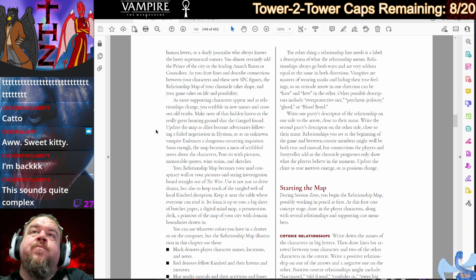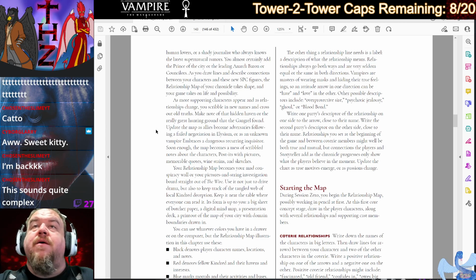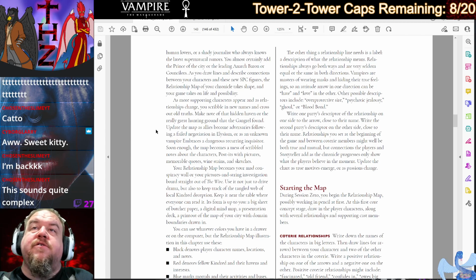As more supporting characters appear, and as relationships change, you scribble in new names and cross out old truths. Make note of that hidden haven or the really great hunting ground that the Gangrel found. Update the map as allies become adversaries following a failed negotiation in Elysium, or as an unknown vampire embraces a dangerous recurring inquisitor. Soon enough, the map becomes a mess of scribbled notes about the characters, post-its with pictures, memorable quotes, wine stains, and sketches. Your relationship map becomes your mad conspiracy wall, or your pictures and string investigation board straight out of The Wire.